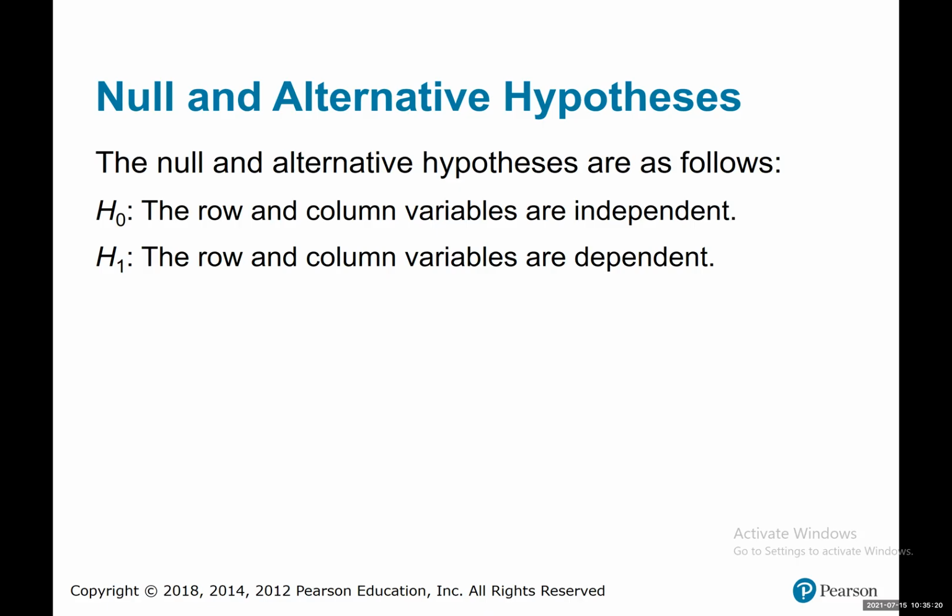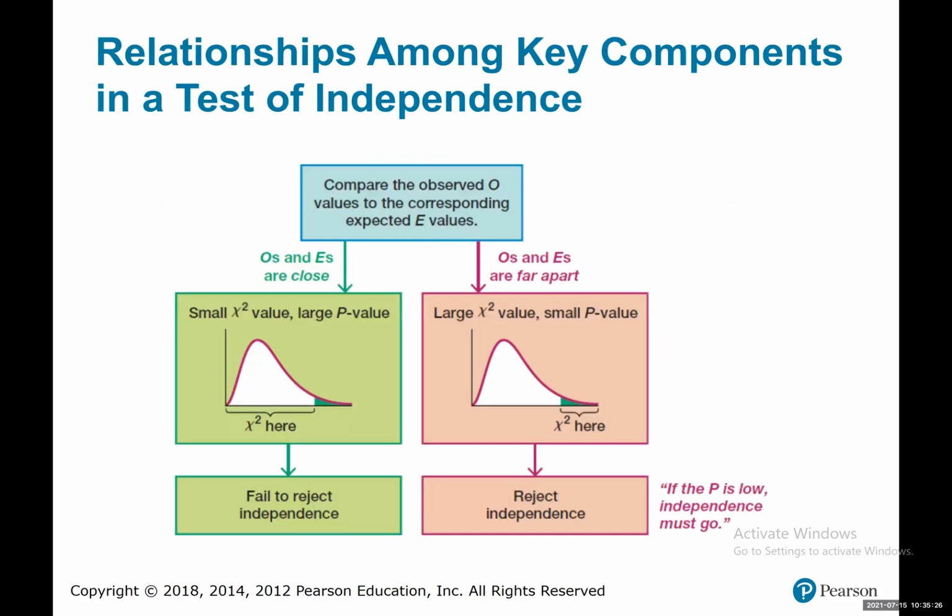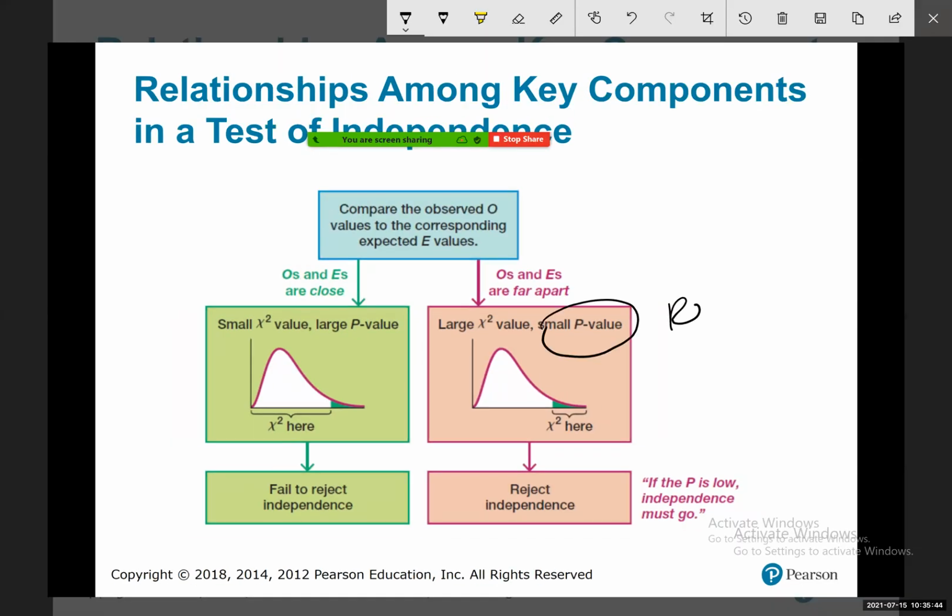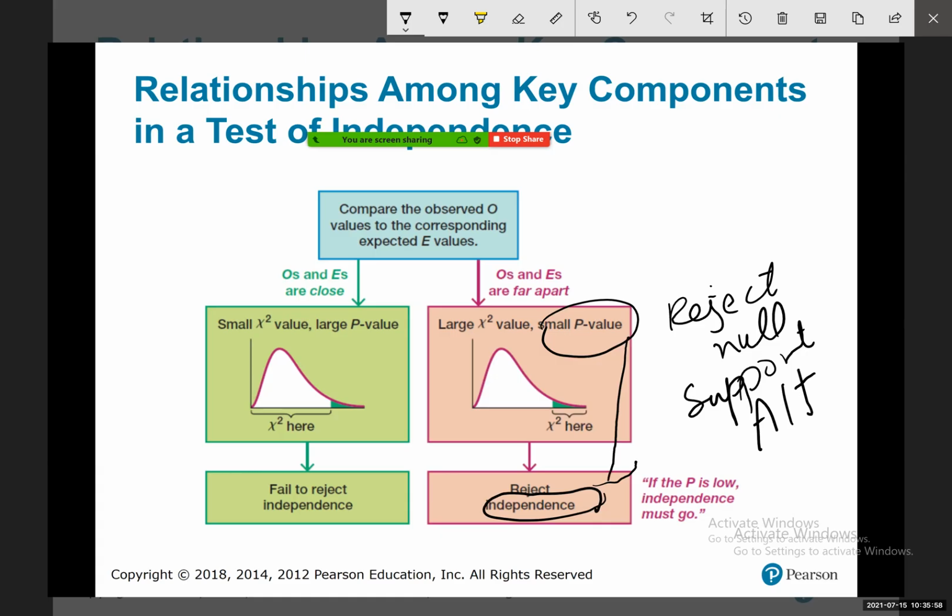Null hypothesis, alternative, we talked about it. So let's go to an example. Same thing as before: if you get chi-square large, p small, then you reject the independence. So there is enough evidence to support that it's dependent. Exactly like before, if you get a small p-value, you reject the null and you support alt. In this case, null is independent, so you reject the independence if p is small, and support dependent.